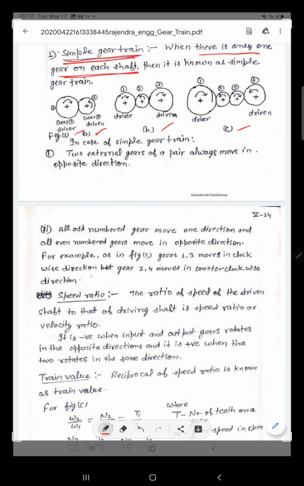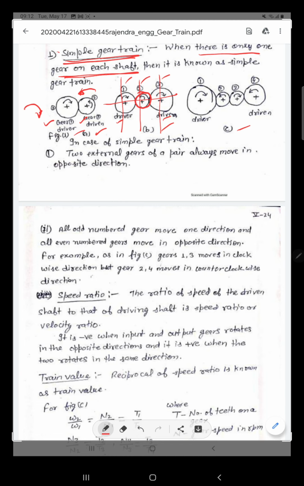In figure A, you will see that there are two gears, gear 1 and gear 2. Gear 1 is moving in clockwise direction and gear 2 is moving in anti-clockwise direction. This is a very simple gear train. The second type is also a form of simple gear train, but here there are three gears mounted on three different shafts: shaft 1, shaft 2 and shaft 3. The number of gears is 3, an odd number, with gear 2 in the middle.